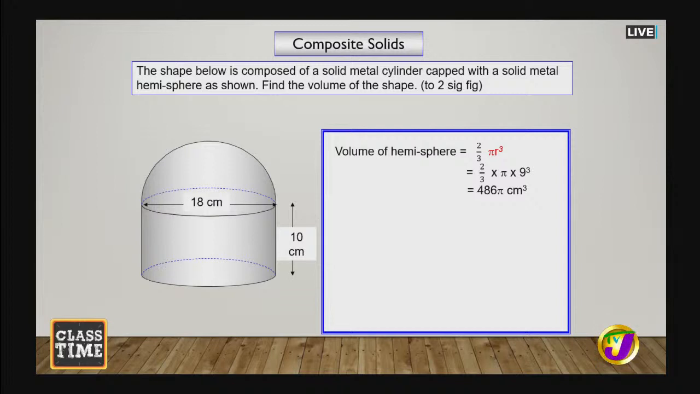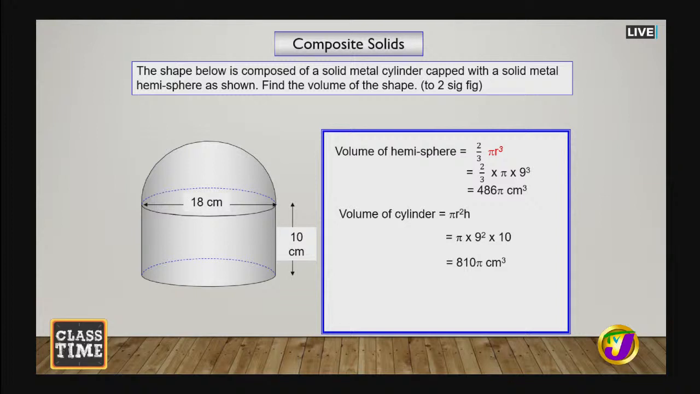Yes. So next we would need to find the volume of the cylinder, and we're going to use the same radius because they share the same cross-sectional area with that diameter of 18. So it is going to be pi times 9 squared times 10. Awesome. And that would give us a volume of 810 pi cubic centimeters.